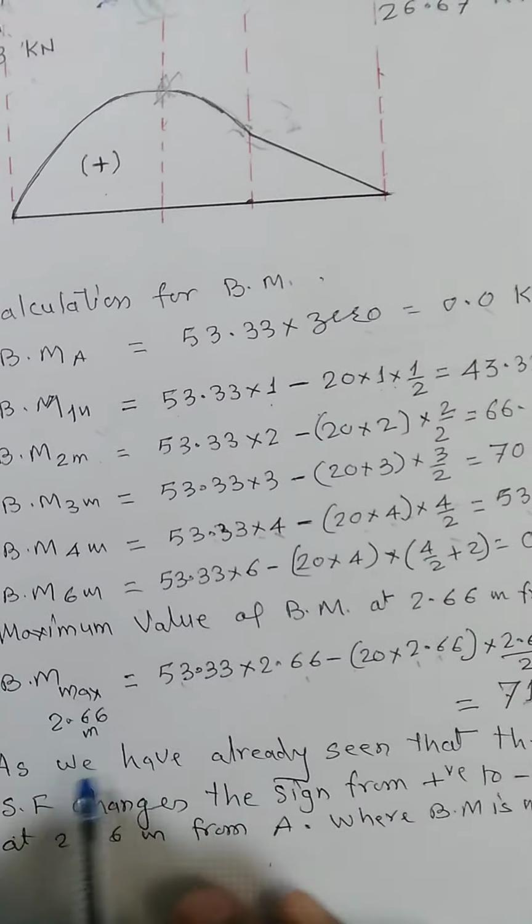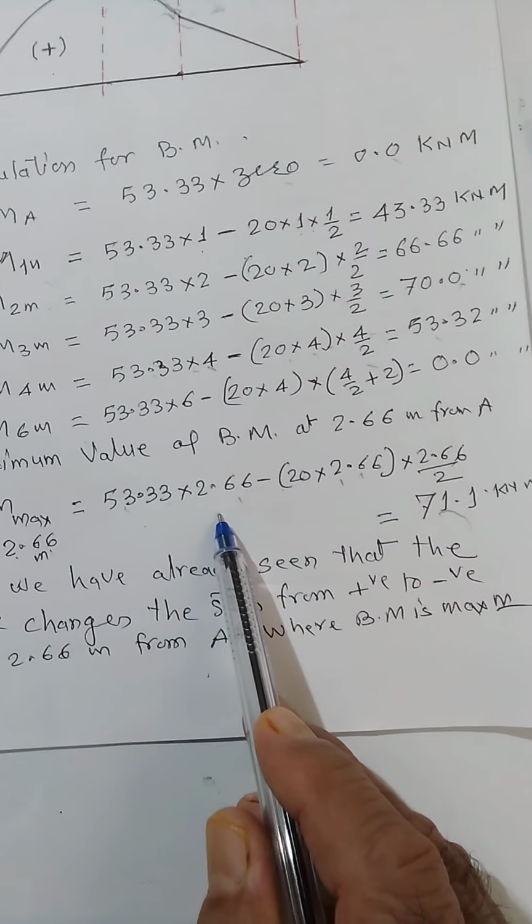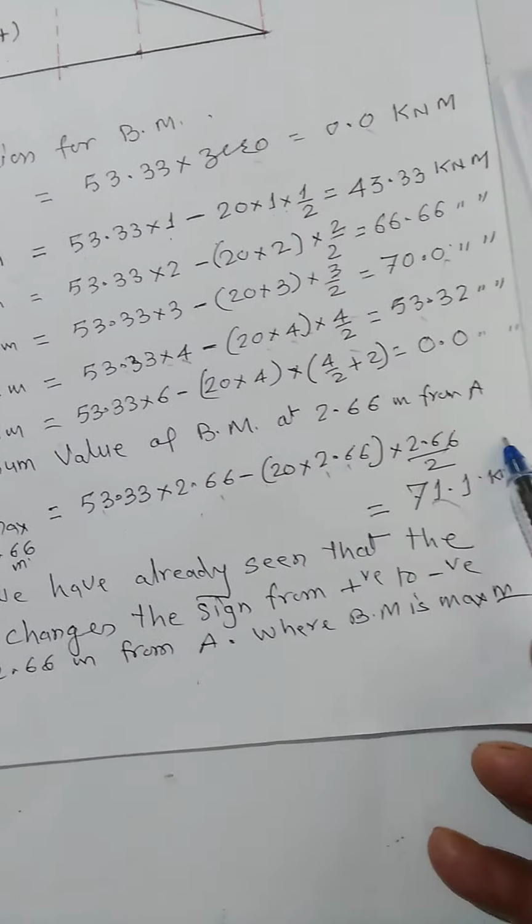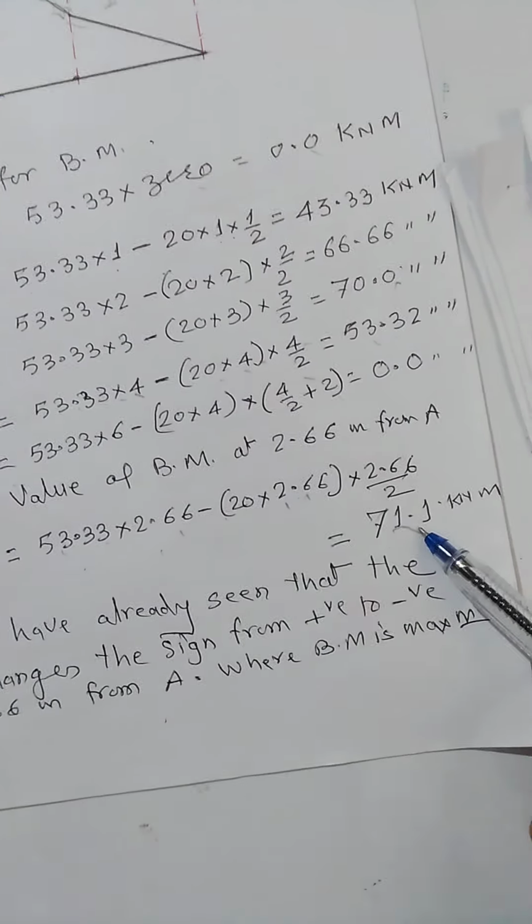anywhere in between the diagram. Now just see, we have already calculated the value and it comes from 53.33 into 2.66 minus 20 into 2.66 acting at 2.66 by 2, it is 71. Amongst all the values we have seen, this will be the maximum.